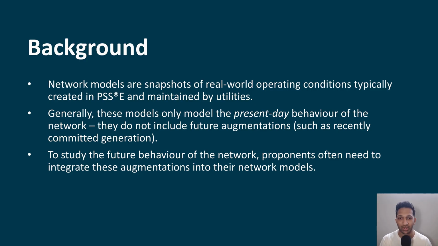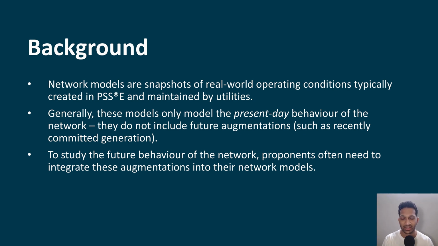Network models are snapshots of real-world operating conditions, typically created in PSS/E and maintained by utilities. Generally, these models only model the present-day behavior of the network, meaning they do not include any future augmentations such as committed generation or network augmentations. So, to study the future behavior of the network, proponents often need to integrate these augmentations into their network models. So how do we go about doing this?